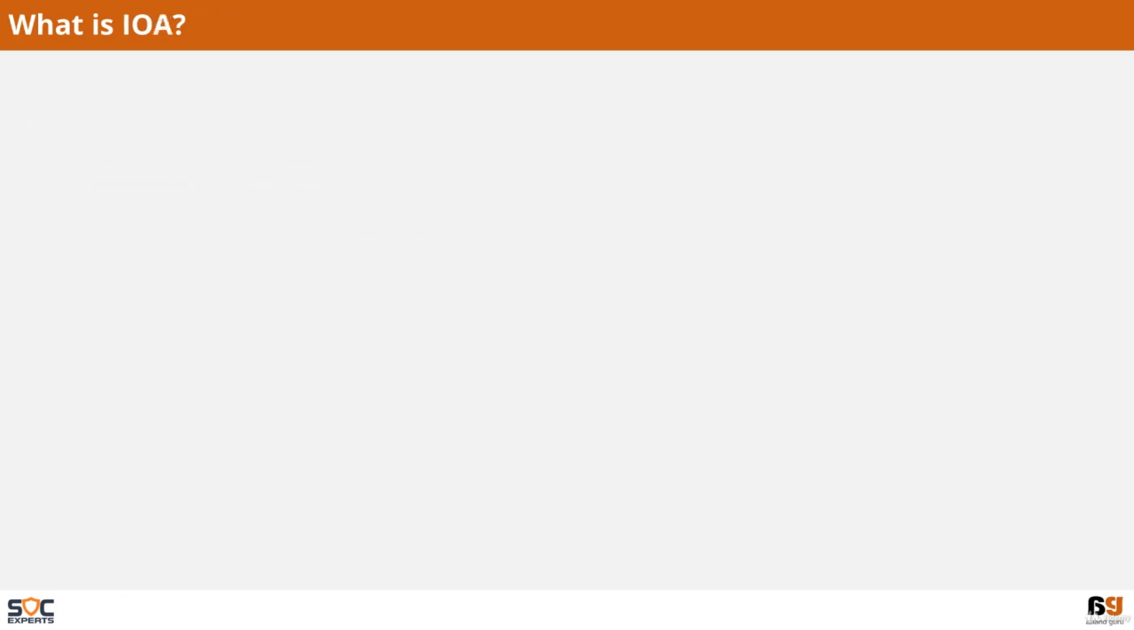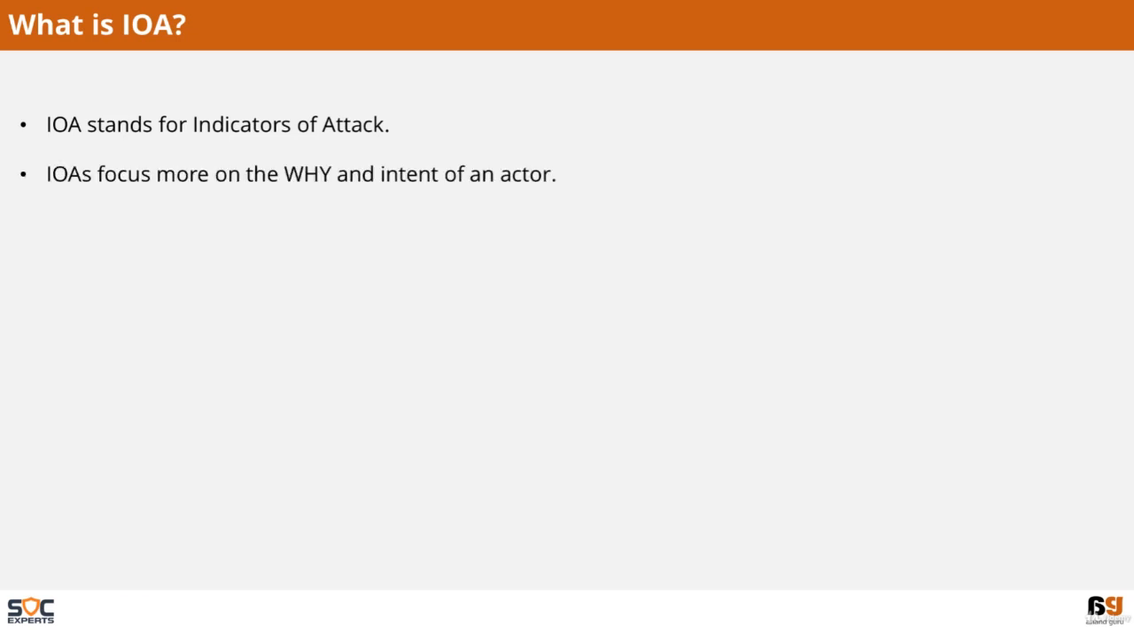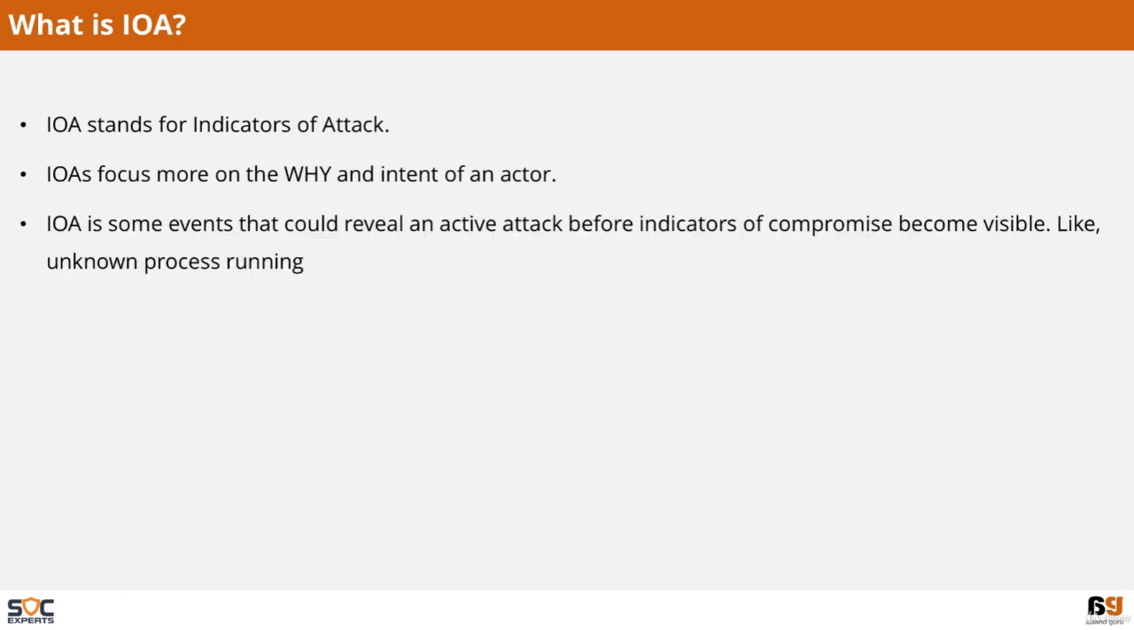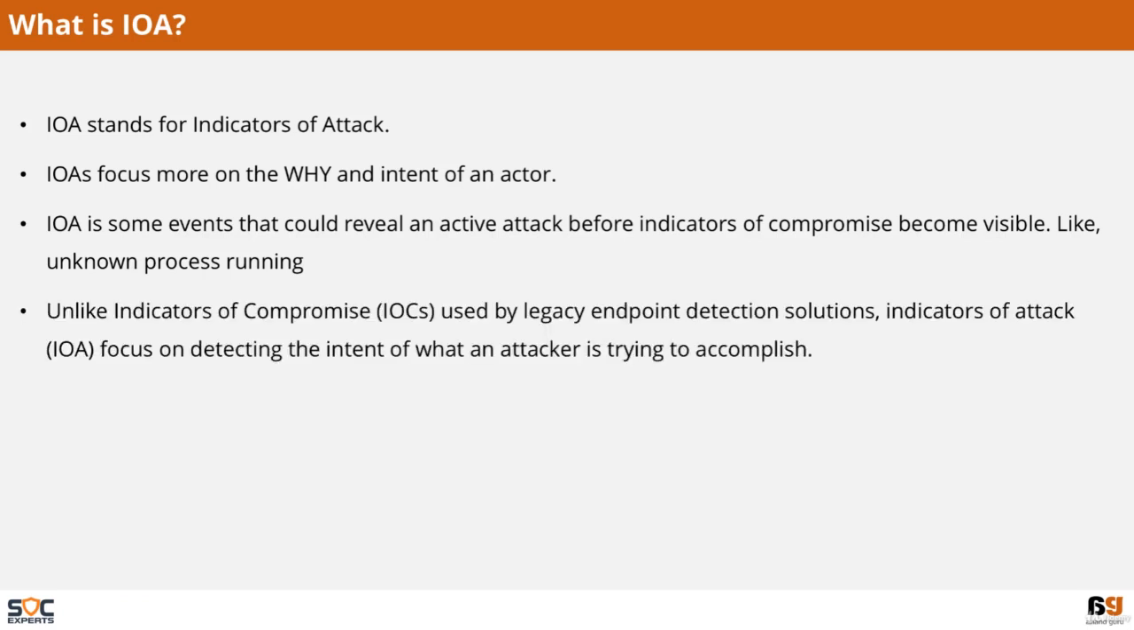What is IOA? IOA stands for Indicators of Attack. Indicators of attack focus more on the why and intent of an actor. IOA is some events that could reveal an active attack before indicators of compromise become visible, like unknown processes running. Unlike indicators of compromise used by legacy endpoint detection solution, indicators of attack focus on detecting the intent of what an attacker is trying to accomplish.